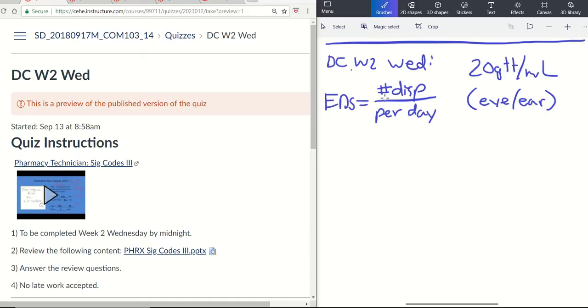So again, EDS, take the amount dispensed divided by the maximum usage per day. And just make sure it's in the same units. Last time we had tablets. Tuesday was mLs. Now today, drops.